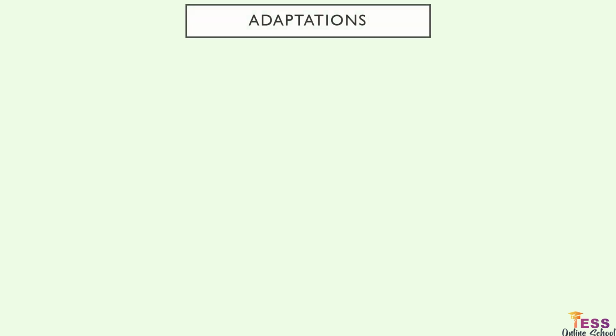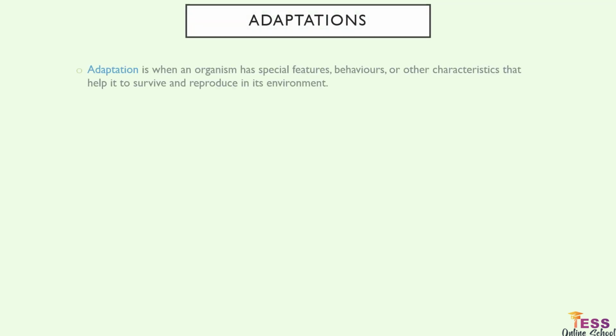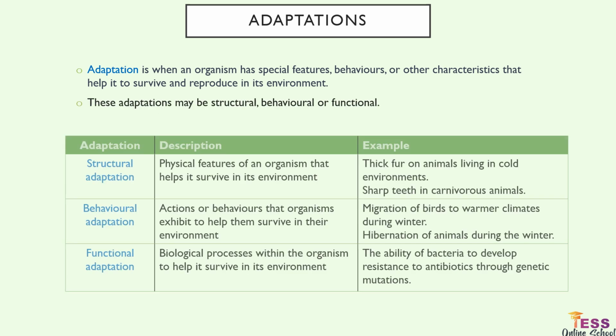Firstly, what are adaptations? An adaptation is when an organism has special features, behaviors, or other characteristics that help it to survive and reproduce in its environment. These adaptations may be structural, behavioral, or functional. Let's look at the description and examples of each type.